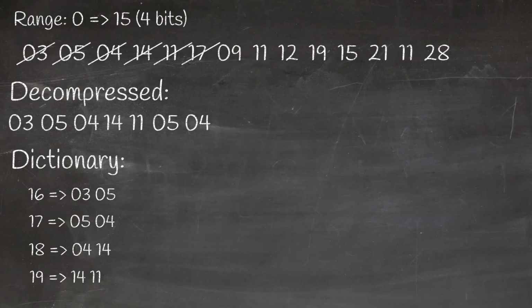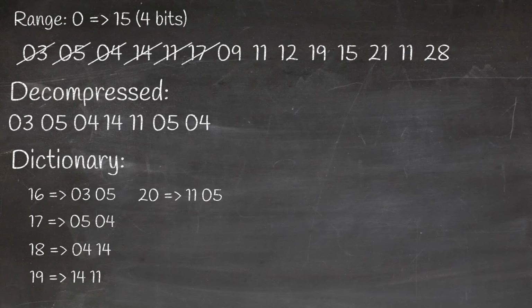And now we need to add something to the dictionary, right? What would it be in this case? Like we said, it's the previous pattern, which was 11, and the first letter of the current pattern. The current pattern is 5, 4. We only pick the 5. The previous pattern was 11, so it's 11, 5. In this case, this 11, 5 goes under 20.